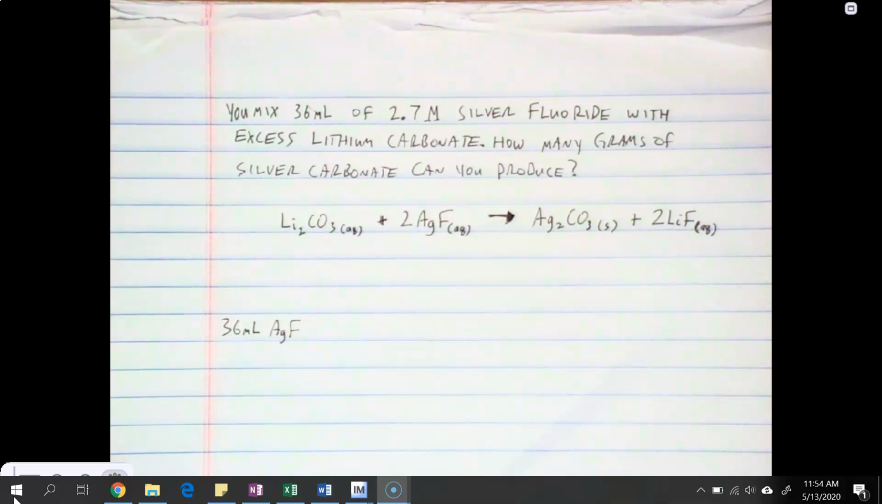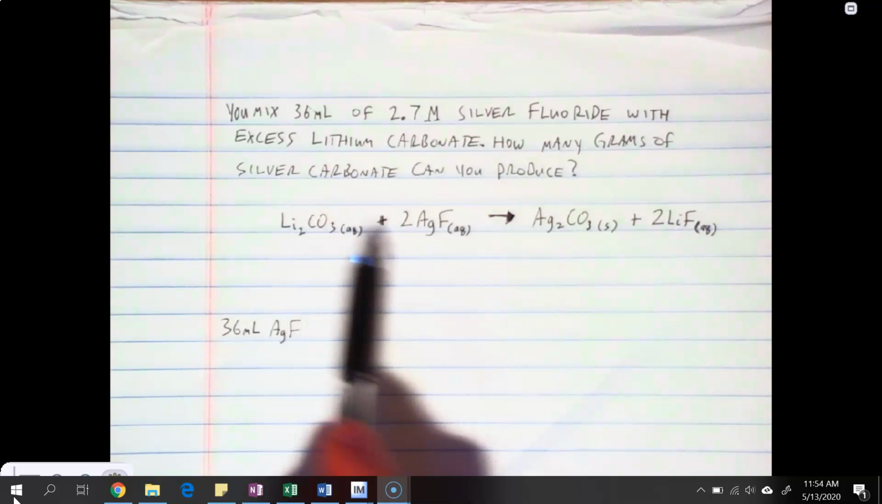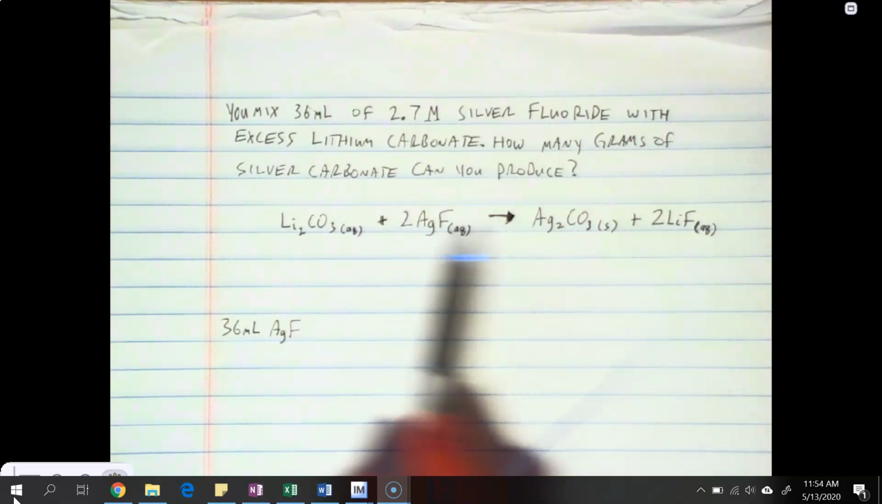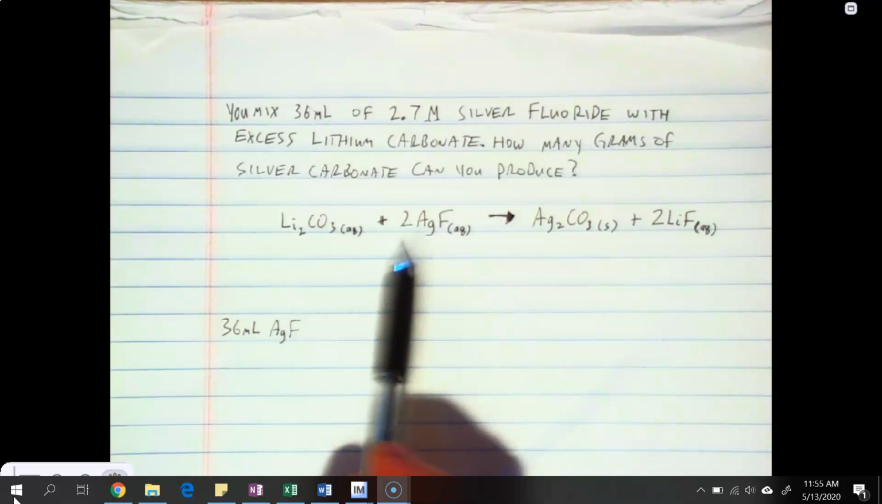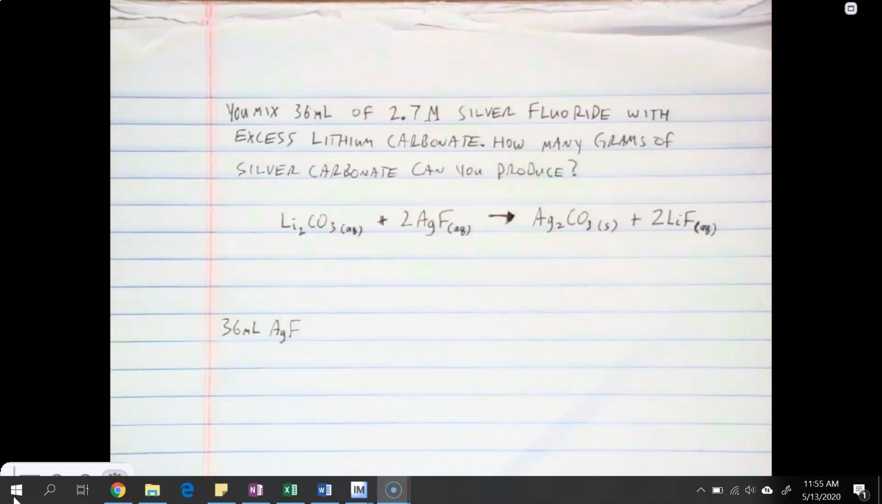Now if you remember back before our quiz, when you're stuck or when you're trying to go from chemical to chemical, the best bet is to go to moles first, because these coefficients, remember, represent the mole to mole ratio. So right now we don't have moles of AgF, we've got milliliters of AgF. So what we're going to do is convert to moles of AgF.